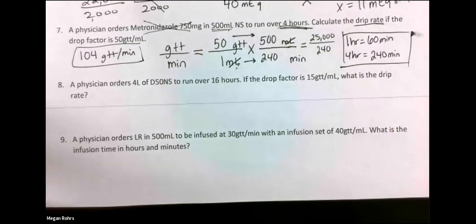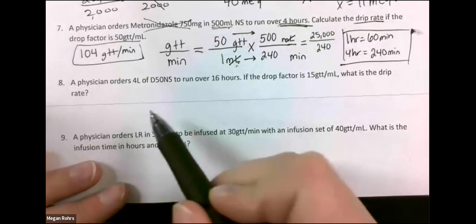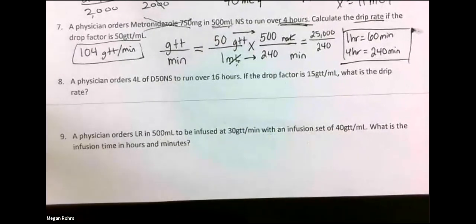So what I'd like you to do now is go ahead and try out number 8 on your own. It's very similar to number 7. Use that as a reference.